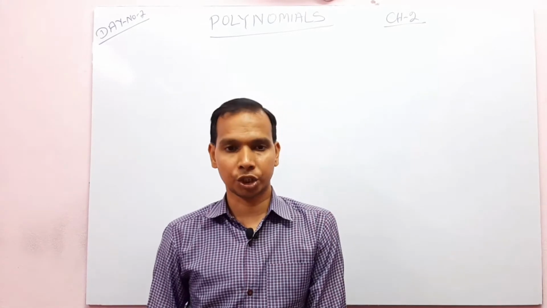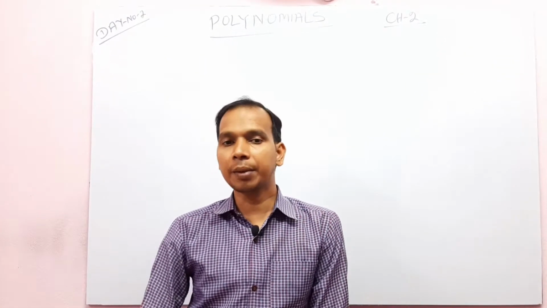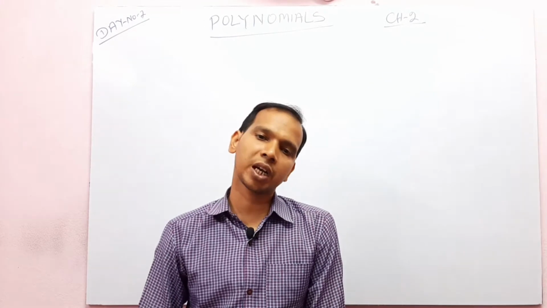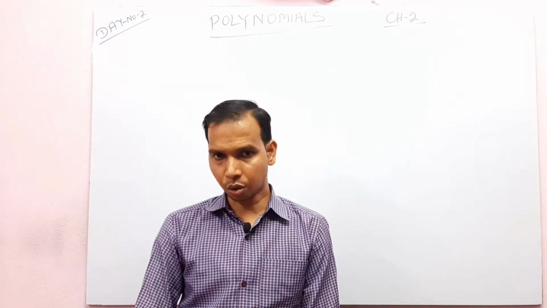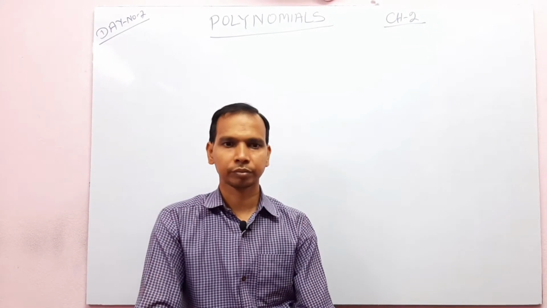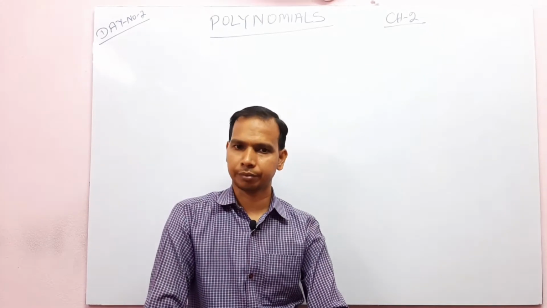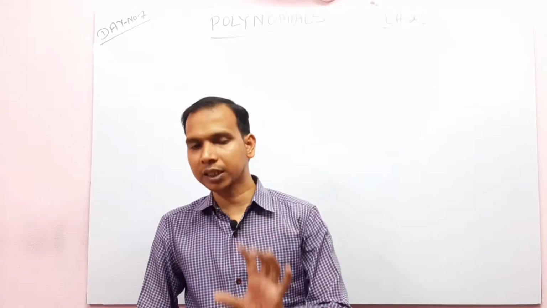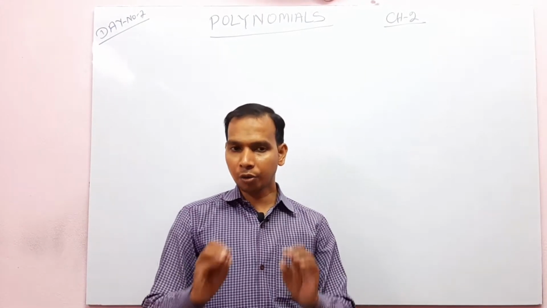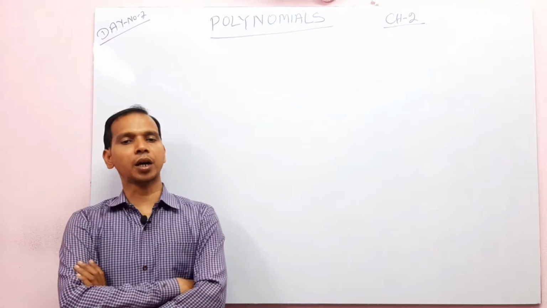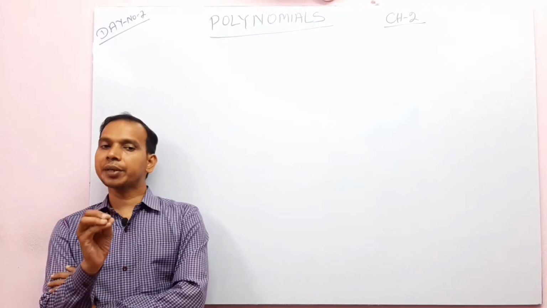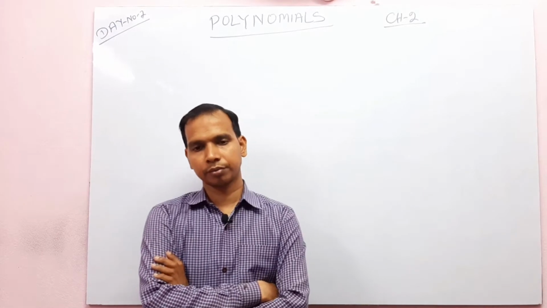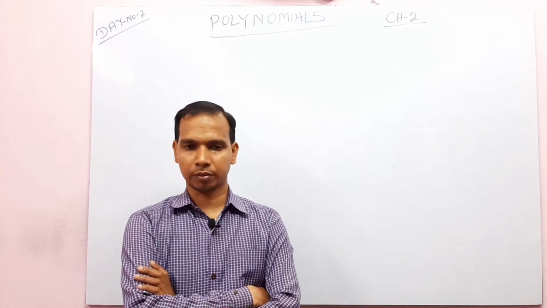Many means how much or how many. In mathematics, two or more than two terms are considered as many. So first of all, we discuss polynomial and confirm that poly means many and nomial means term. An algebraic expression containing two or more than two terms is known as a polynomial.